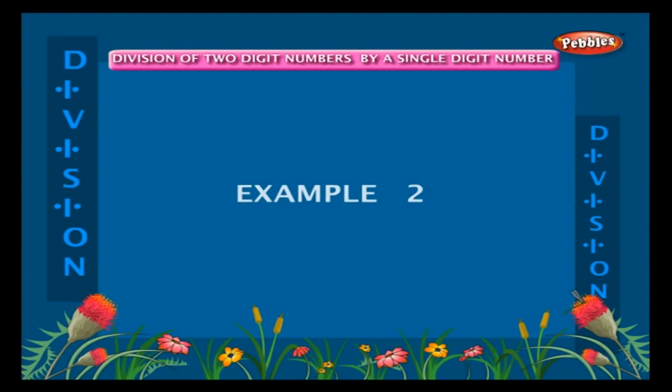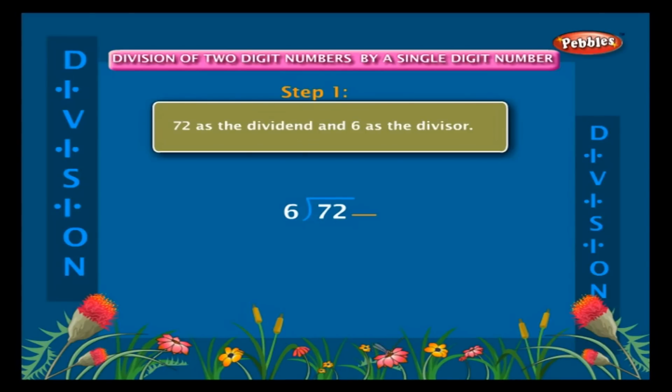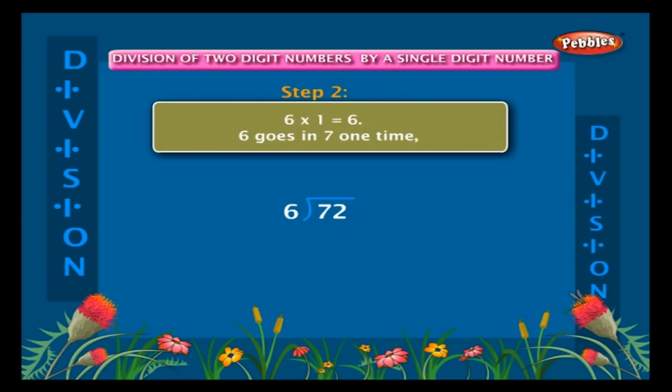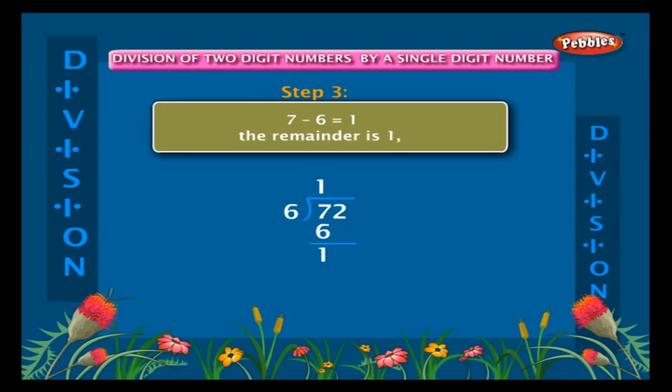Example 2. Divide 72 by 6. Let us arrange the numbers in their respective places. 72 as the dividend and 6 as the divisor. Recite the multiplication tables of 6. Find out how many times 6 goes in 7. 6 ones are 6. 6 goes in 7 one time. So write 1 above 7 in the quotient place and write 6 below 7. 7 minus 6 is equal to 1.